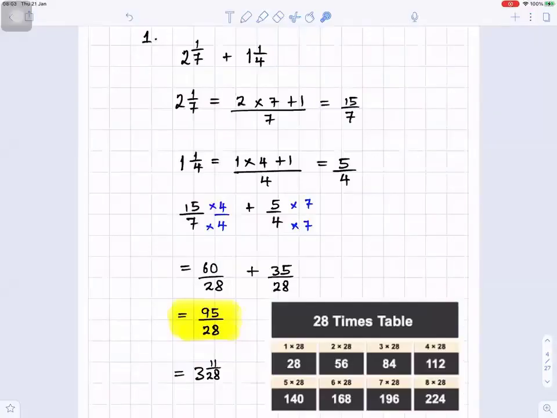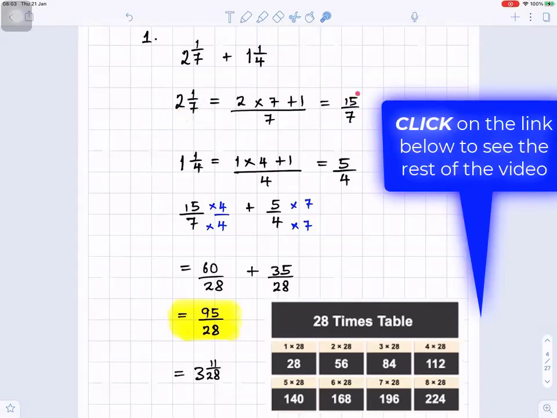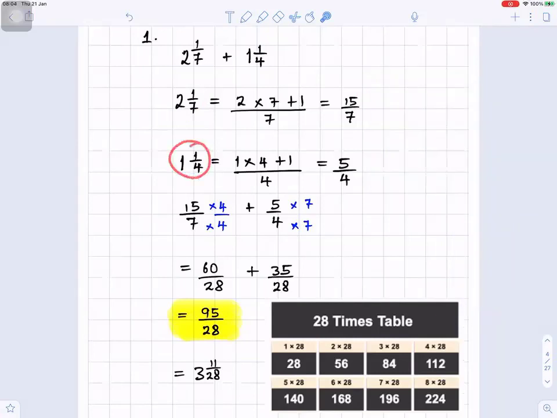So to do that, I will change the mixed number 2 1/7 to an improper fraction. So it will be 2 times 7 plus 1. It gives you 15/7. 1 1/4: 1 times 4 plus 1 over 4. It gives you 5/4. So now what we have is 15/7 plus 5/4.